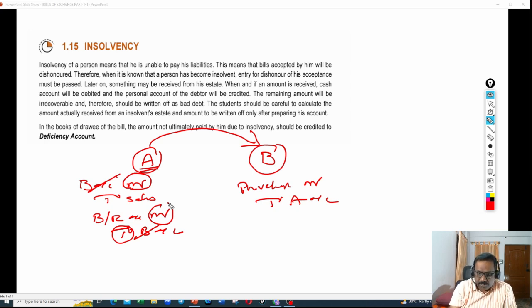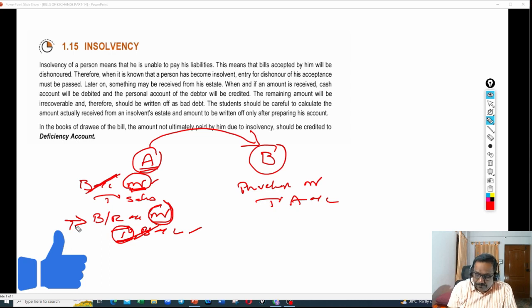This is a very important point. B as a debtor has been nullified because I debited B when I sold goods and credited B when I wrote the bill. So B account and B account got nullified. Debit and credit got cancelled. What is left now? Bills receivable account. So instead of B, I'm calling it bills receivable, the amount I have to receive from B.